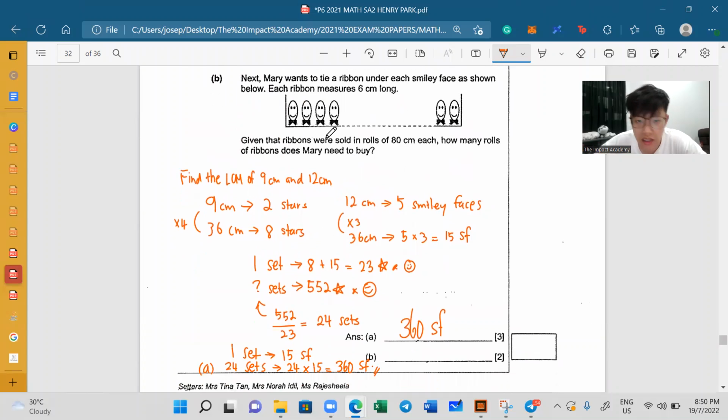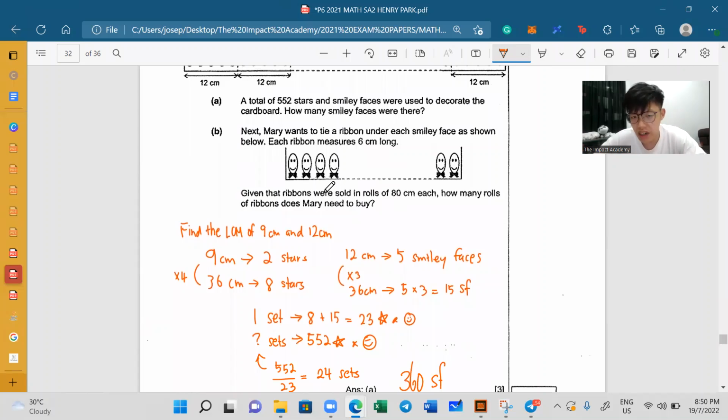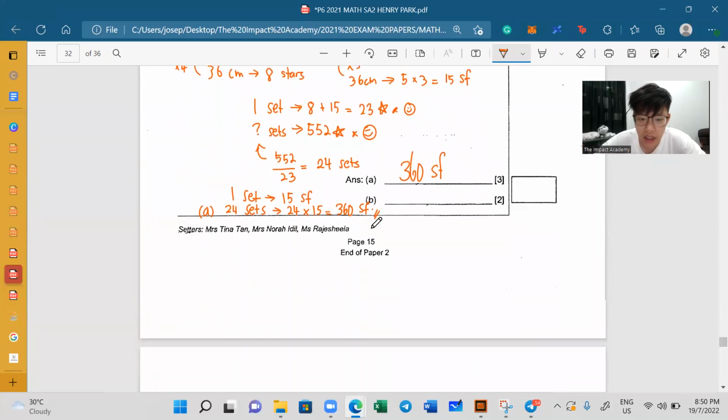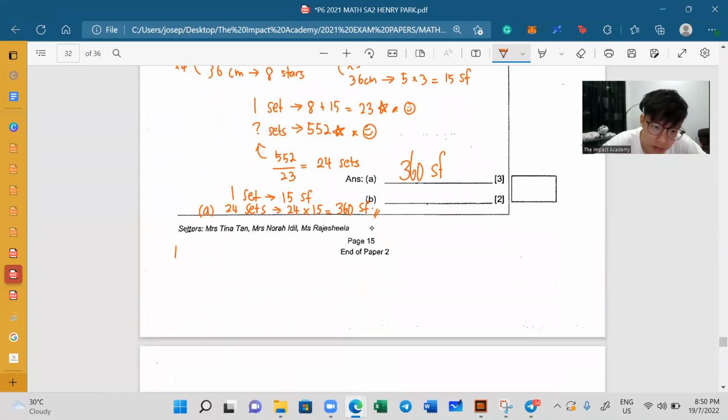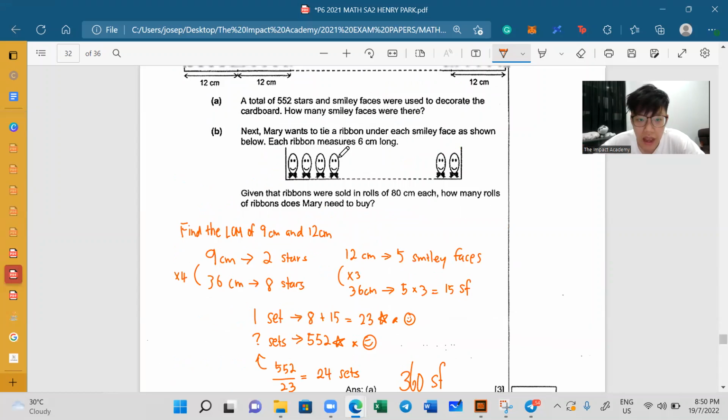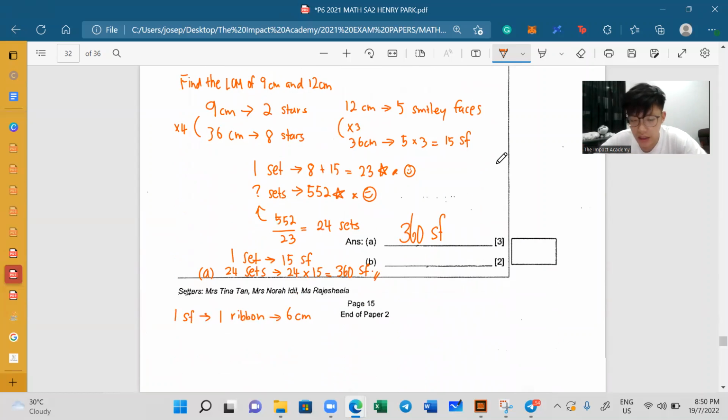Now, once again, they are talking about smiley faces, but what is the twist over here? They are adding a ribbon. So for every one smiley face, you will add a ribbon that is 6 centimeters long. And they're telling us that the ribbons were sewed in rows of 80 centimeters each.